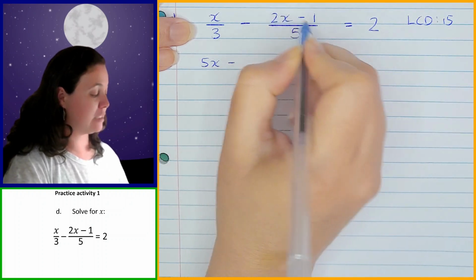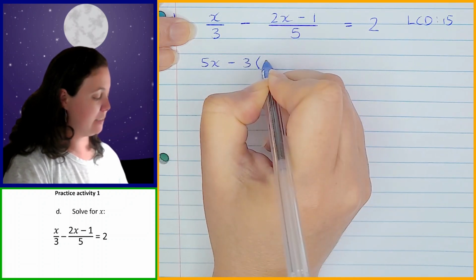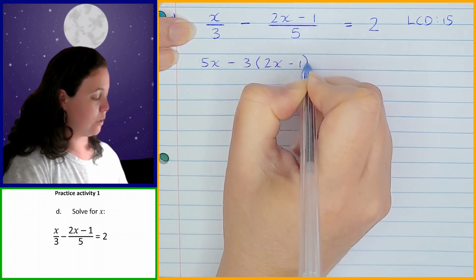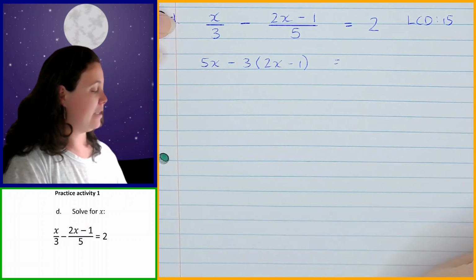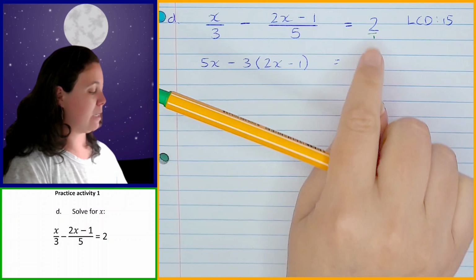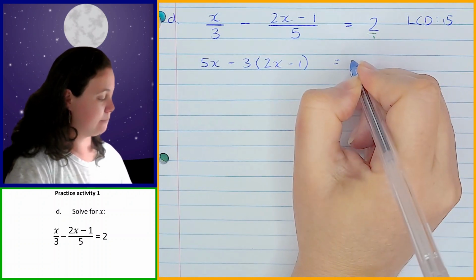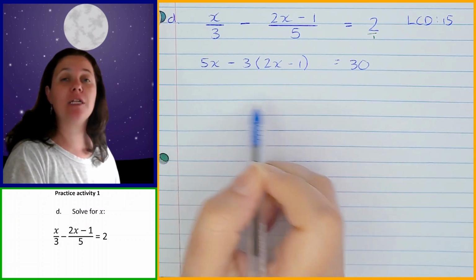And remember, because it's more than one term, I need to put it in brackets. So it's 3, and then in brackets, 2x minus 1 equals, and then over here, this 2 is over an invisible little 1, which I have to multiply by 15 to get 15. So I times the top by 15, and that gives me 30. Okay, so now we can go and solve our equation.